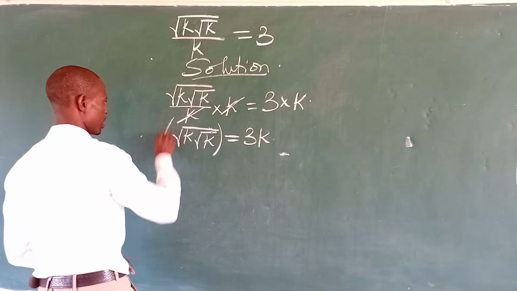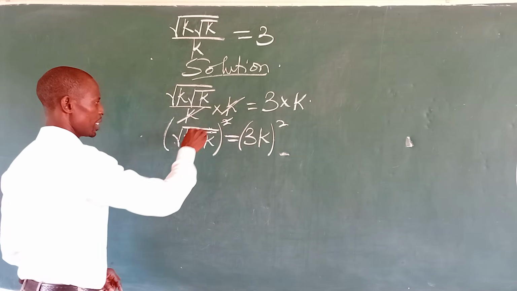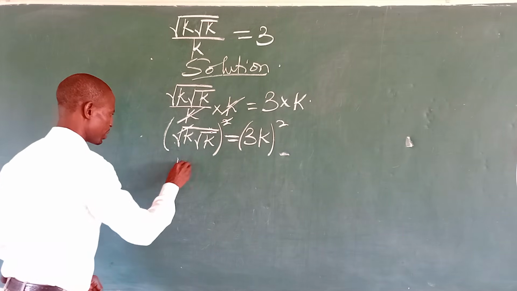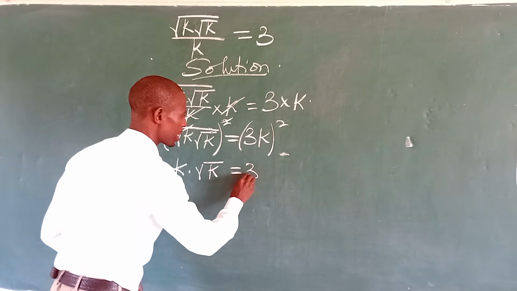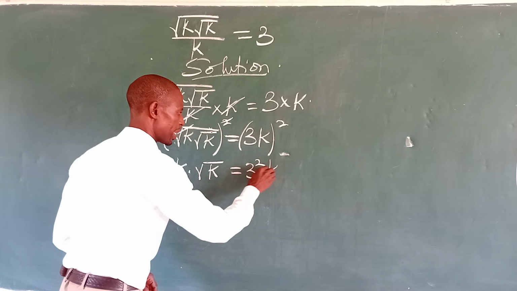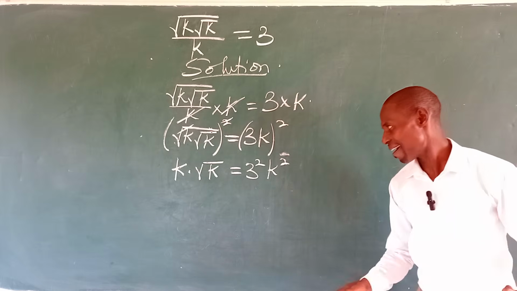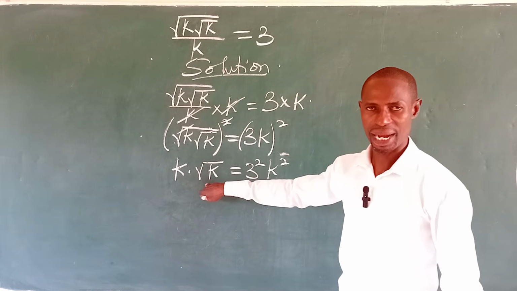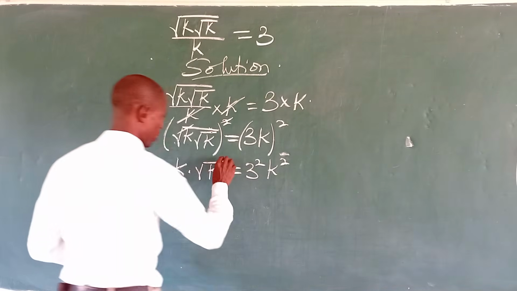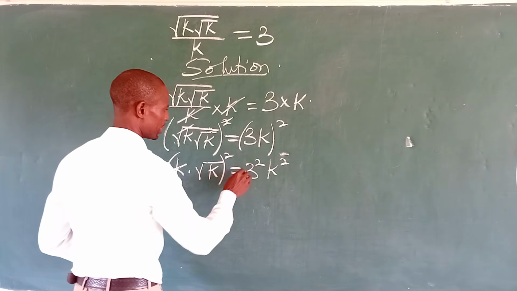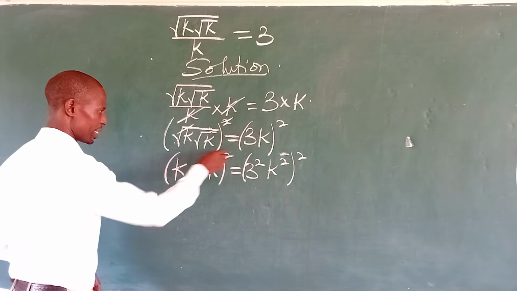And so we take this to the power of 2. We equally raise this to the power of 2. And so this goes with this. We are now left with k times the square root of k equal to 3 to the power of 2, k to the power of 2. Let's just keep it this way. We still have a square root radical here. We also have to eliminate this. So from here, we take another square. We square both sides again. We equally square the side, and so this will affect this and this.